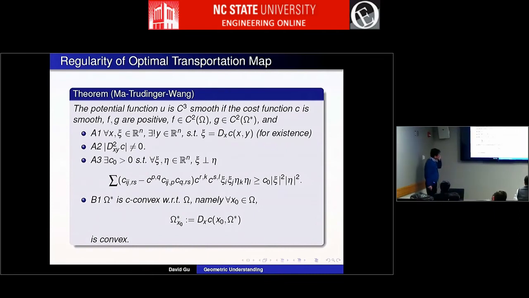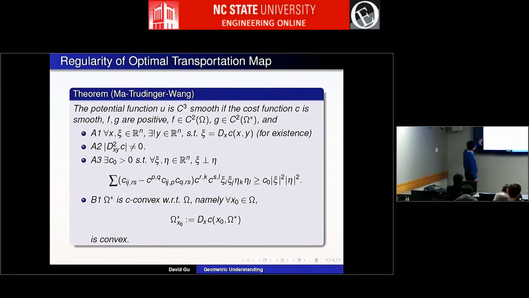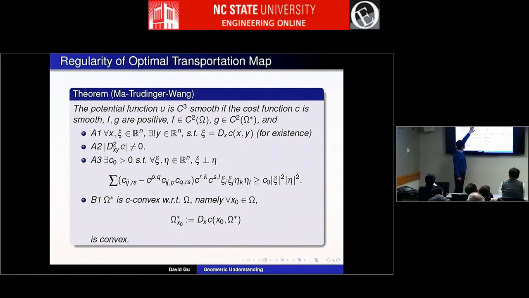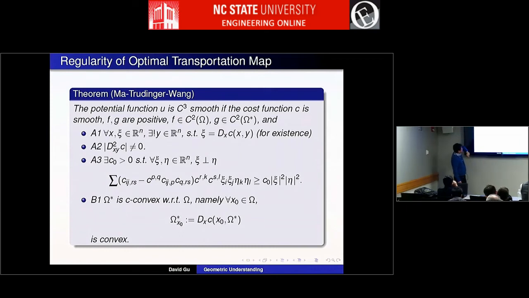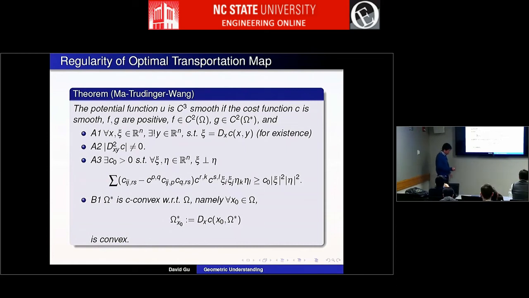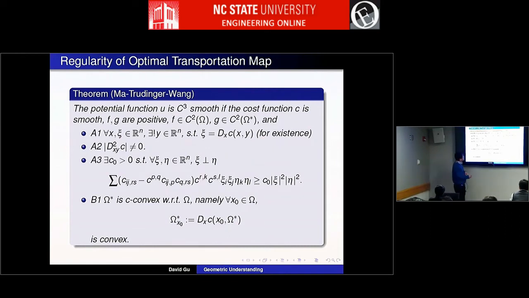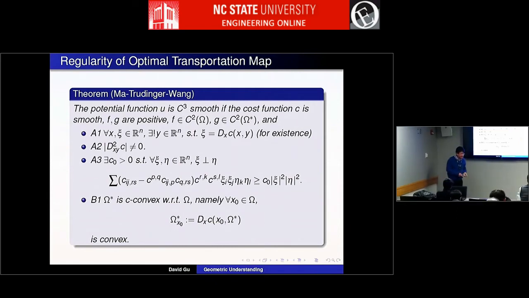For the general case, it's given by the Ma-Trudinger-Wang condition. Same thing: if the problem satisfies four conditions, the first one guarantees the transport map exists, not only the transport plan. The third is really very complicated, was first discovered by Wang, and is really essential. Then the last one is that the target must be convex. In this case, we can guarantee the solution is smooth, smoother than the density function.